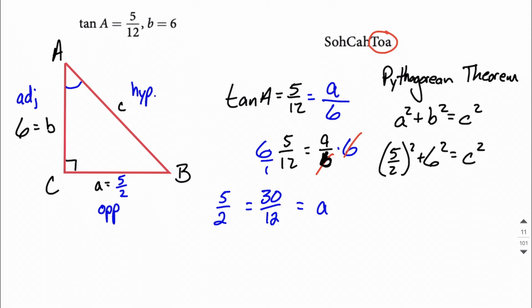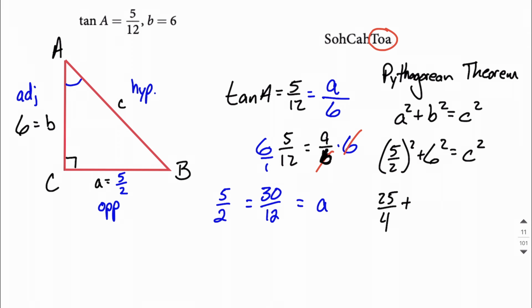5 halves times 5 halves, when we square it, is going to give us 25 over 4, right? 5 times 5 over 2 times 2. And then 6 squared is going to be 36. I'm going to think of that as 36 over 1, because we have another fraction on the left-hand side. It's probably going to be cleaner if we get a common denominator and make these into a single fraction.